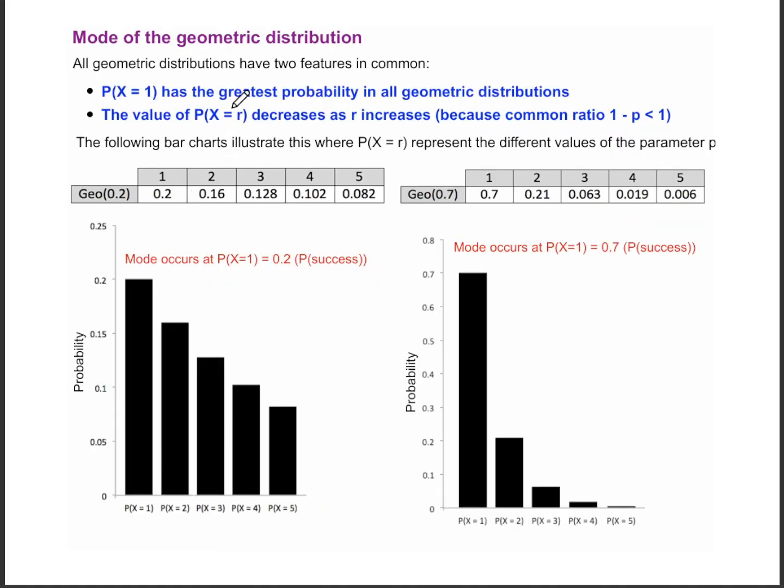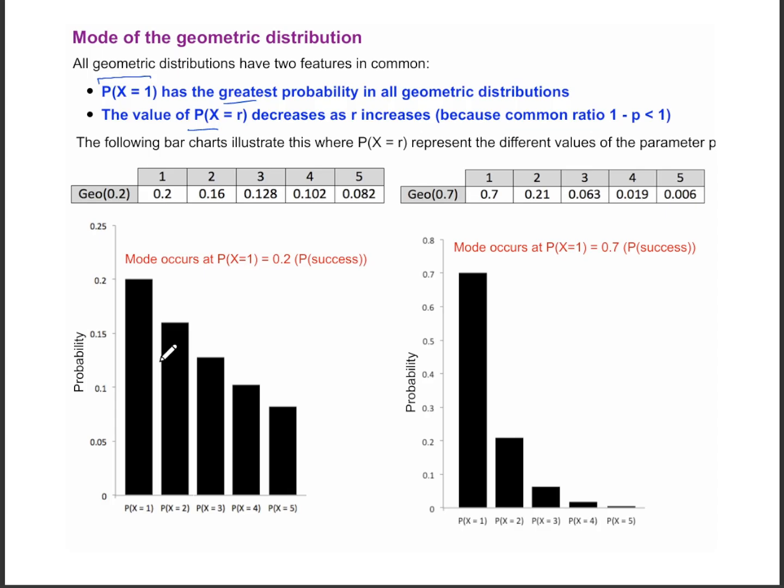We then go into the mode of the geometric distribution. Now, all of the geometric distributions have 2 features in common. Firstly, the first try has the greatest probability, and the probability decreases as r increases. Meaning, if you want your first success to be somewhere further on from the first try, the probability keeps on getting lower the further you want it.